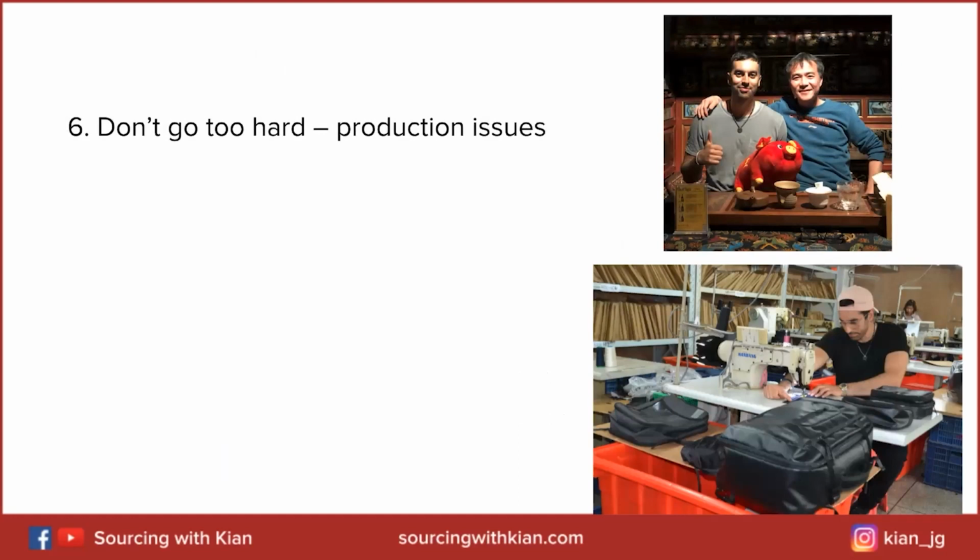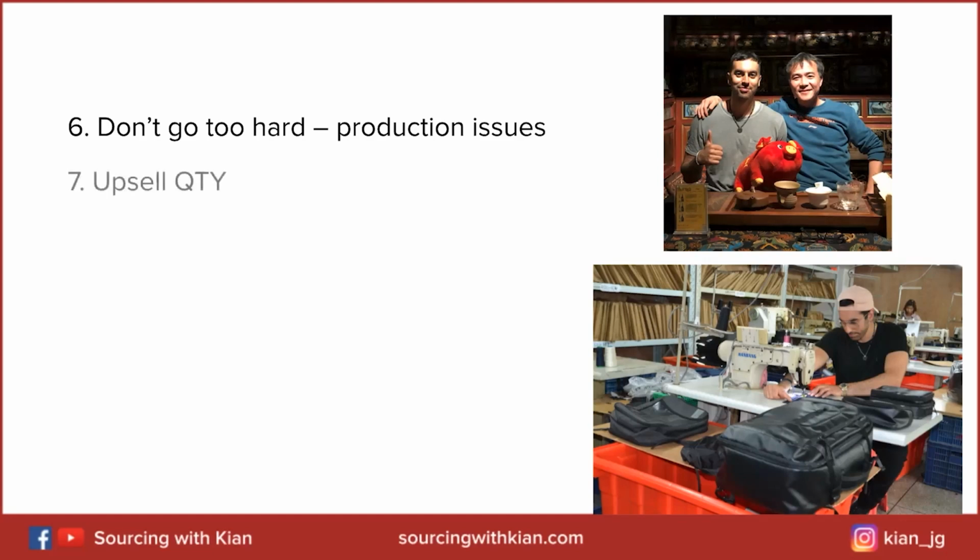So point number 6 is don't go too hard. And we kind of touched on this before, in that if the fair price for the product is $7, don't try and get $5, because you know that price is too good to be true. And all that's going to happen is you're going to have production issues later on. The key was to find out what is the actual price and then agree on a fair price for you and the manufacturer.